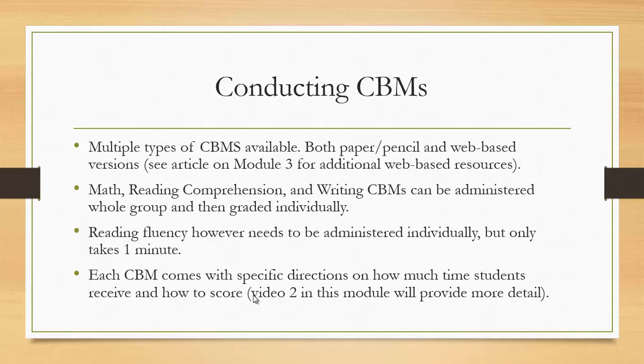Math, reading comprehension, and writing CBMs can be administered whole group and then graded individually. This saves time across the board if you're administering these measures to your whole class at the same time. Really, the only measure that needs to be administered individually is the reading fluency measure, which only takes 1 minute to 2 minutes to administer.